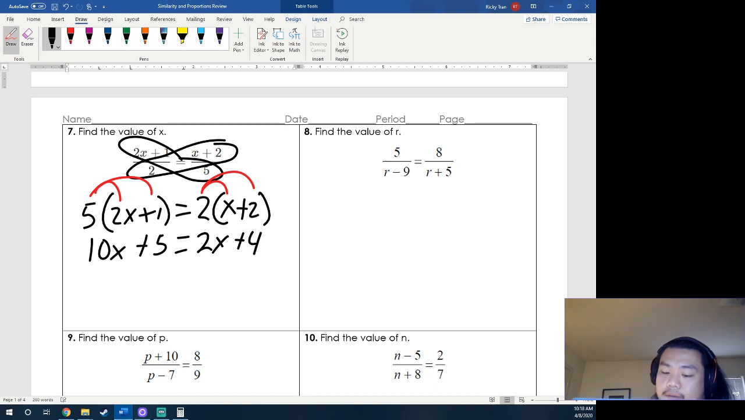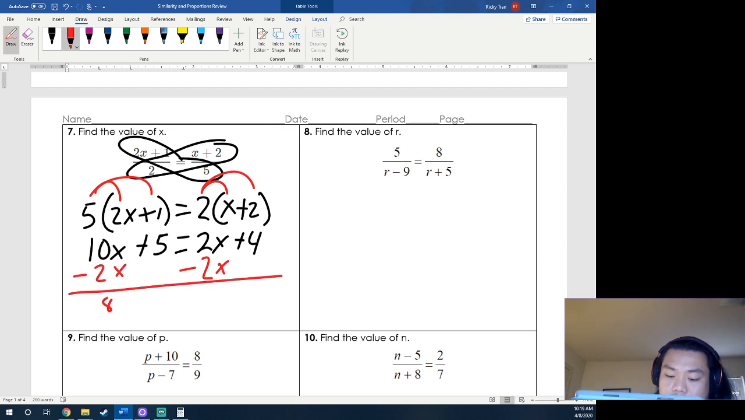Okay, from here we're going to just solve for x. So I'm going to subtract 2x from both sides. I'm going to run out of space here. 8x plus 5 is equal to 4. It's just 4.